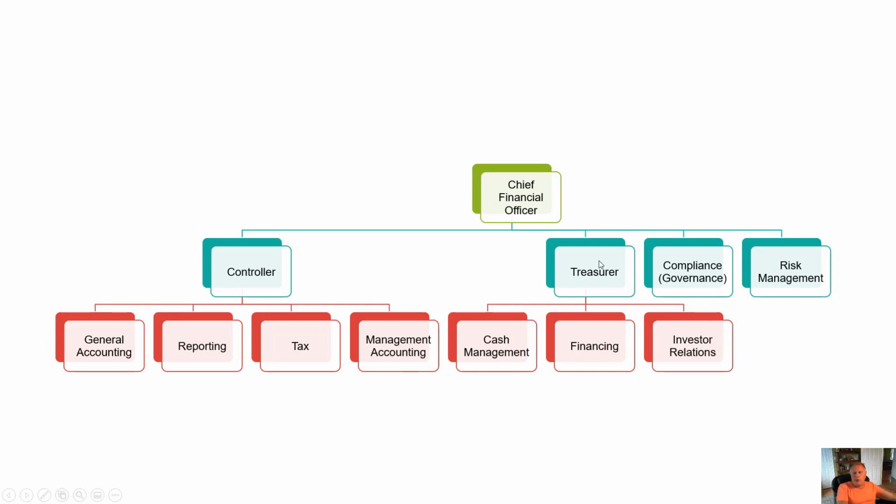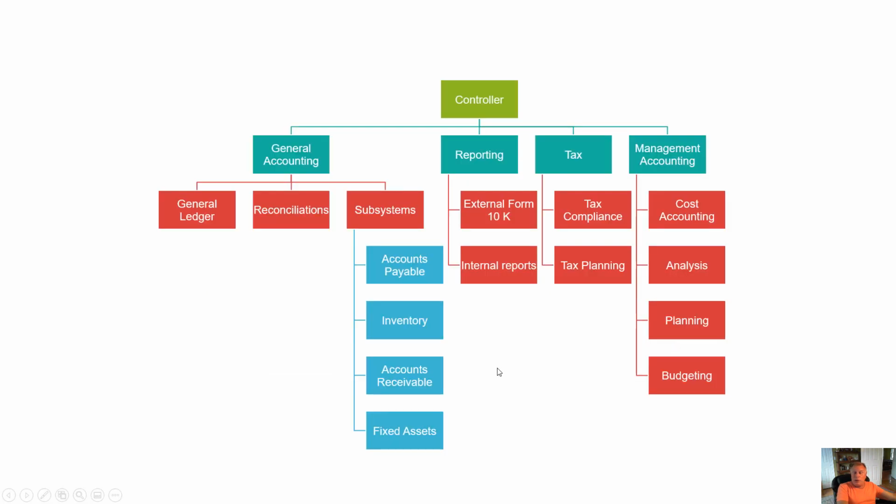Another important person to look at here is the treasurer, who has cash management, financing, investor relations. We look at the controller, and it's broken down. Here's our general accounting: general ledger, reconciliation, subsystems that keep the data. Reporting: 10K, internal reports. Tax: compliance and planning. And in our field of management accounting, cost accounting. How do we allocate costs throughout the organization? Analysis: what is this information telling us? Involved in the planning process, budgeting. So this is the controller, and we see management accounting being underneath that.